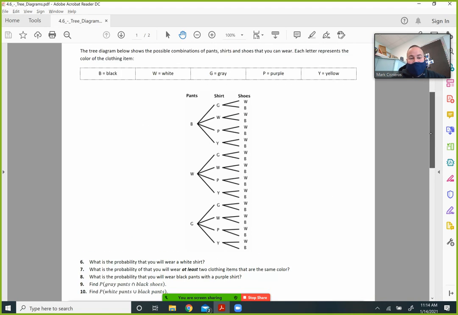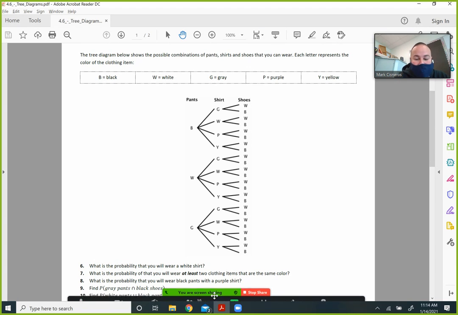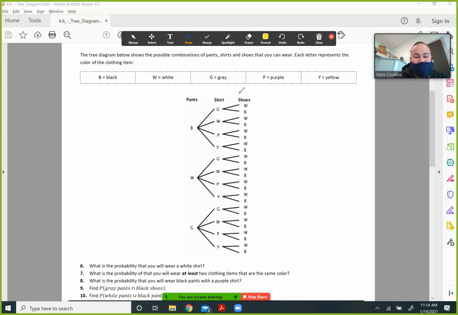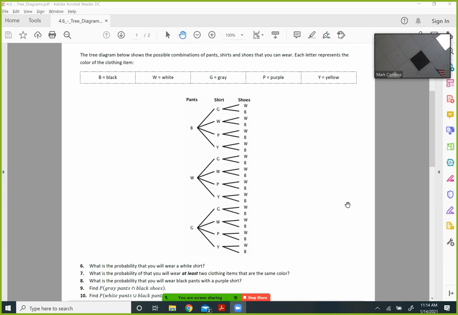It talks about different possible combinations of pants, shirts, and shoes that you can wear. Don't forget that the best way to approach these types is to figure out how many total possibilities there are. If you count all those, there's 24 different combos. So I would write that off to the side. There's 24 combinations because every probability question on here is going to be divided by 24 based on that information. Okay, so anybody want to pick out 1 or 2 that I can do in this section?